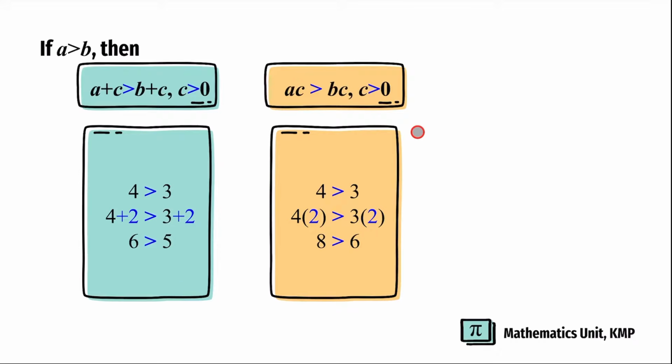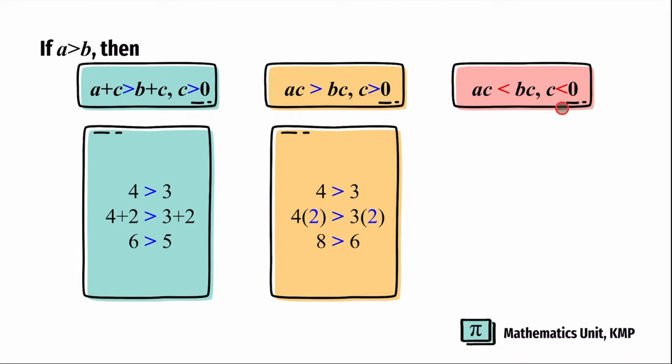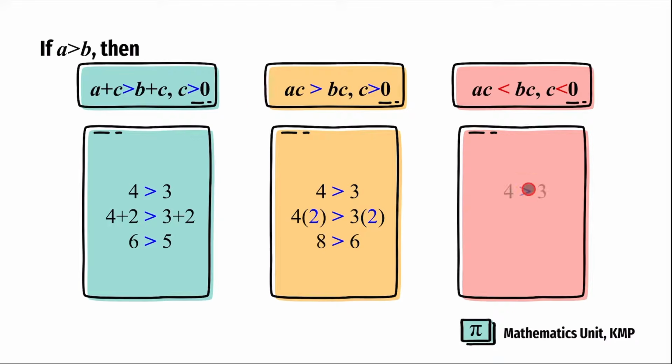But it's going to be the opposite way if we multiply A greater than B with a negative C, where AC is less than BC. So if we have 4 greater than 3, then we multiply both sides of our inequality with a negative 2, then the symbol of our inequality is going to change, where negative 8 is less than negative 6.